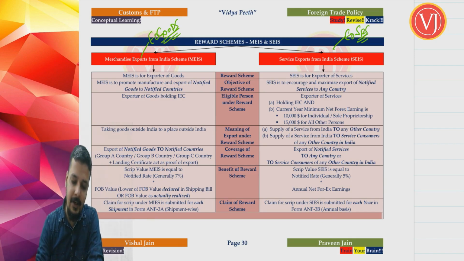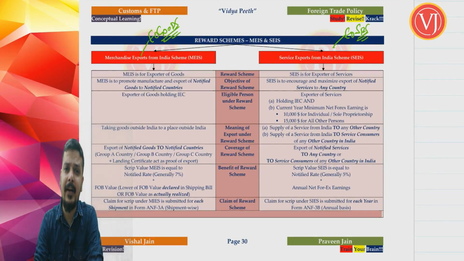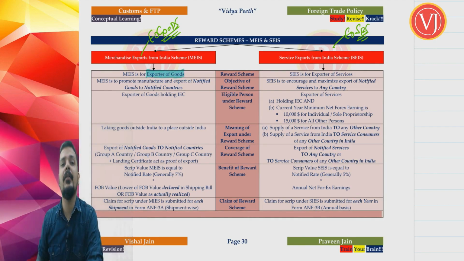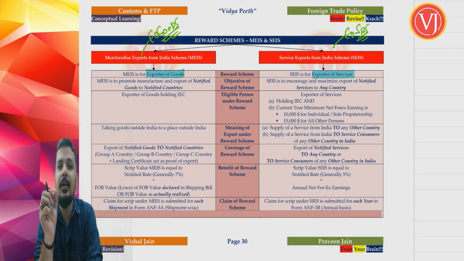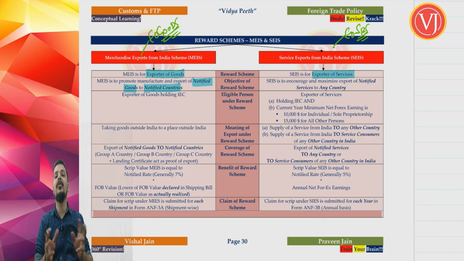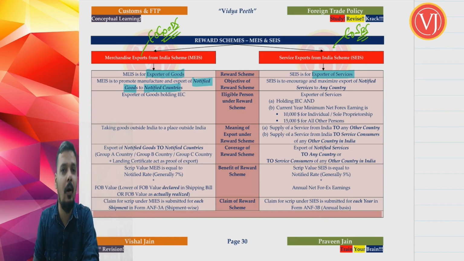Now MEIS script, let us see the differences, friends. Your merchandise export from India scheme script is given to whom? It is for your exporter of goods, whereas your service export from India scheme is for exporter of services. And friends, MEIS script is given to whom? It is given to an exporter who is exporting notified goods in notified countries. Both notified goods in notified countries. First it is for notified goods, and then it is given to notified countries. So both criteria. So MEIS script is not for all the goods to all the countries. It should be export of notified goods, export to notified countries. Then only you have MEIS script.